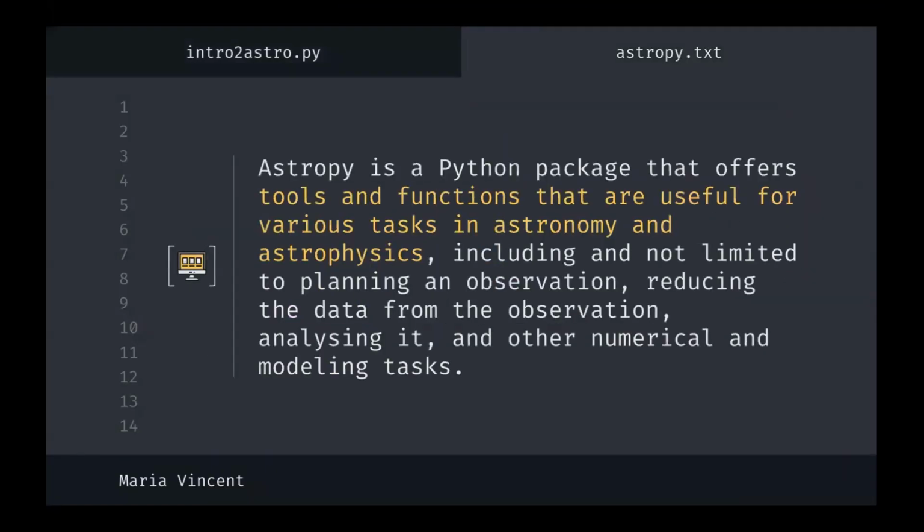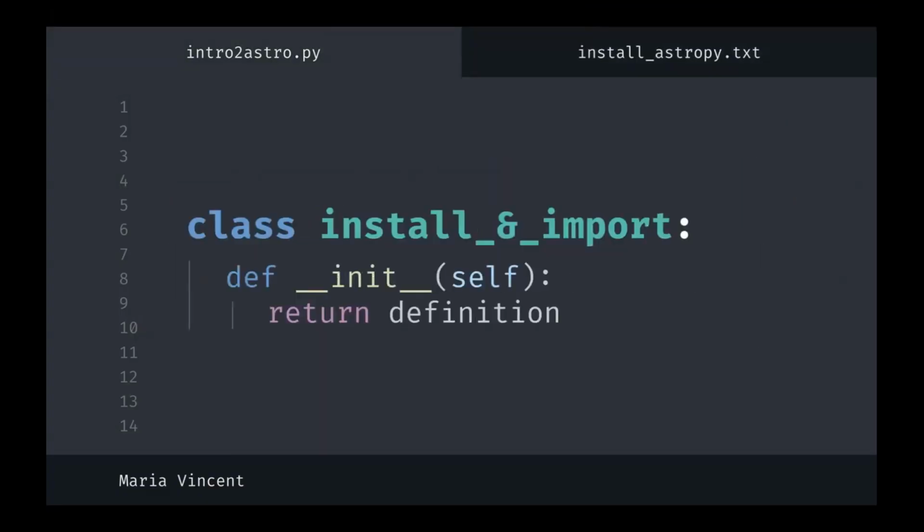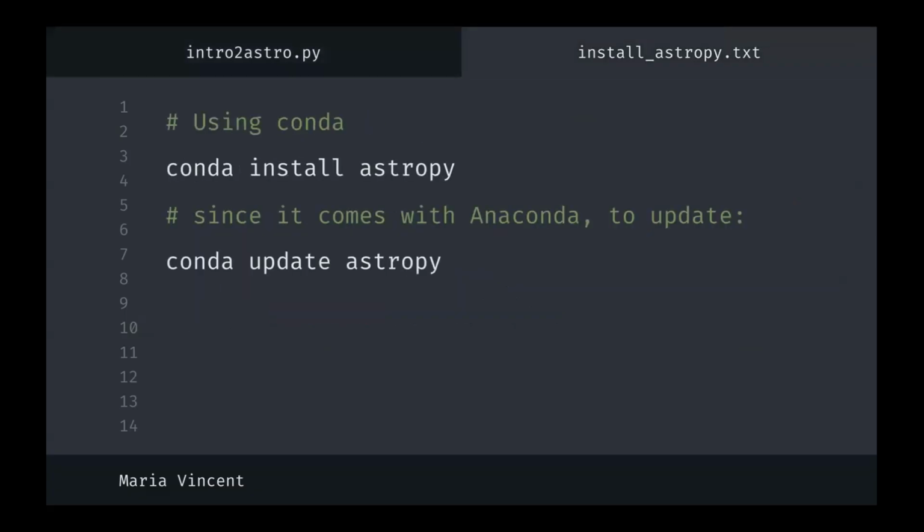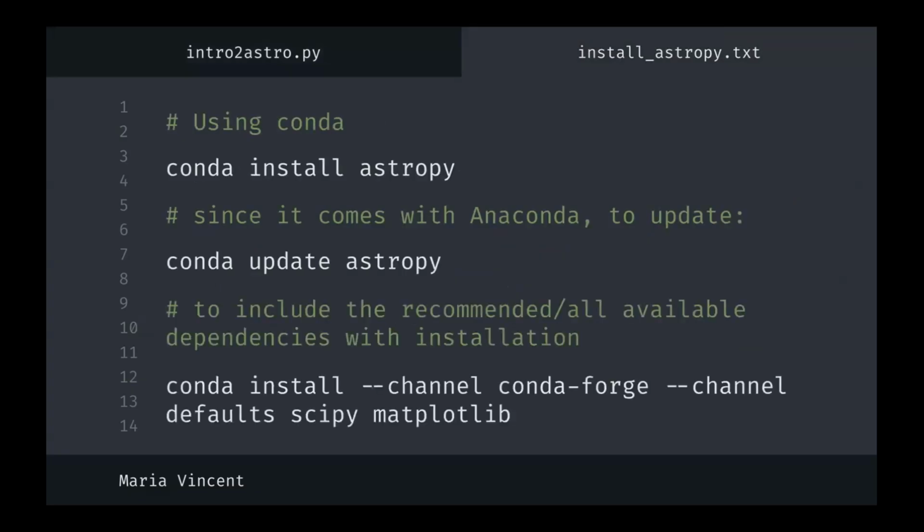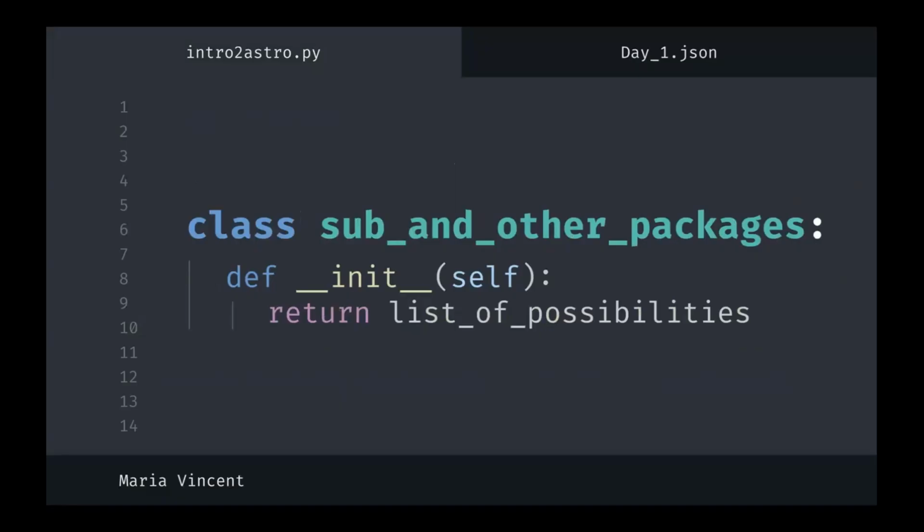So what is Astropy? It's a Python package that offers tools and functions that are useful for various tasks in astronomy. You can use it to plan an observation, to do your observations, to reduce or process the data from your observations, analyze it, and other numerical and modeling tasks. Astropy usually comes with Anaconda installs, but if you don't have it, you can just do pip install Astropy. If you want to update it, you can do conda update Astropy. And then you can just do import Astropy.